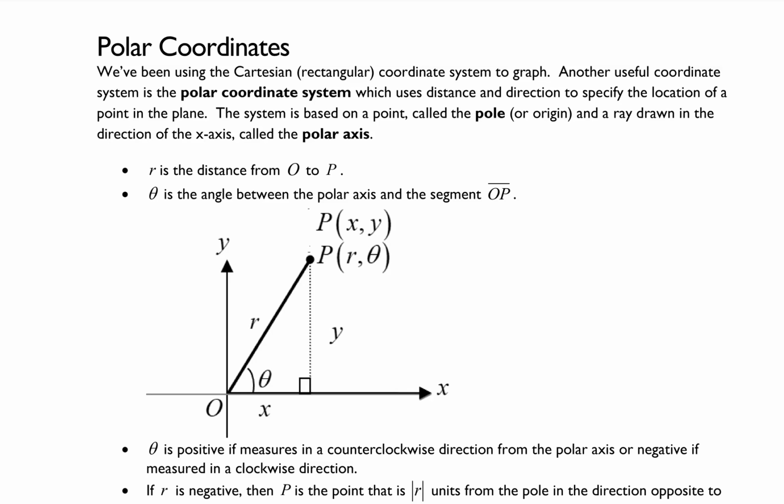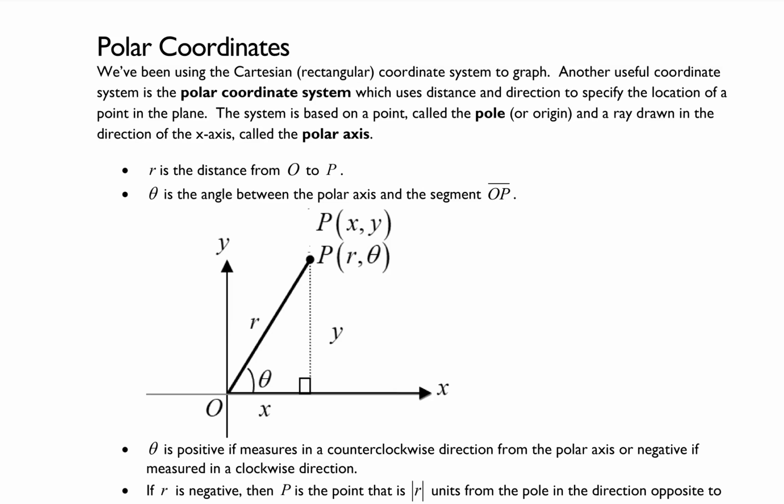Today we're going to be talking about polar coordinates. We've been using the Cartesian or rectangular coordinate system to graph. Another useful coordinate system is the polar coordinate system, which uses distance and direction to specify the location of a point on the plane. The system is based on a point called the pole or origin and a ray drawn in the direction of the x-axis called the polar axis.